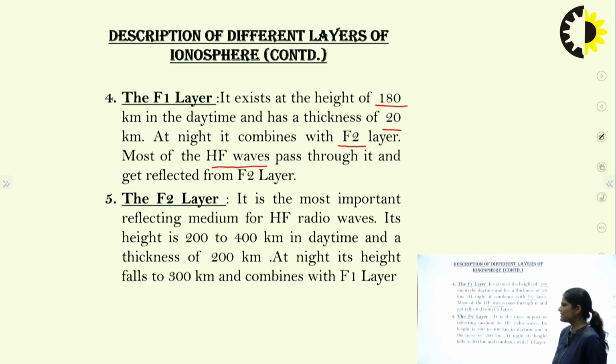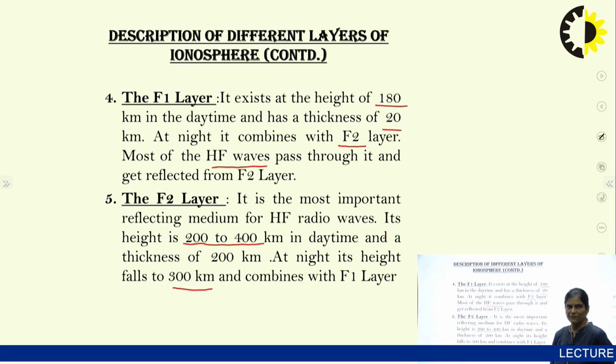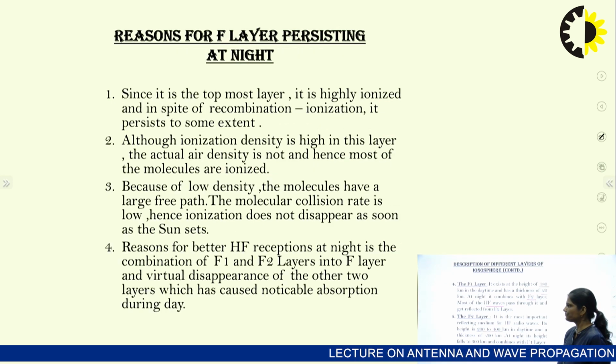And the next one is the F2 layer. It is the most important reflecting medium for high frequency radio waves. Its height is 200 to 400 km in the daytime and its thickness is 200 km. At night, its height falls to 300 km and it combines with the F1 layer. So these are the functions of these several layers.